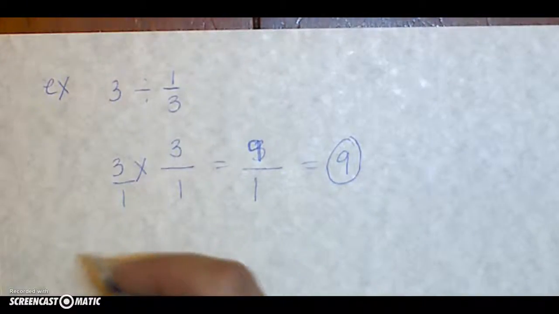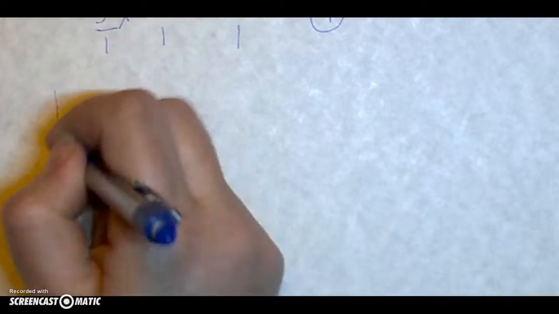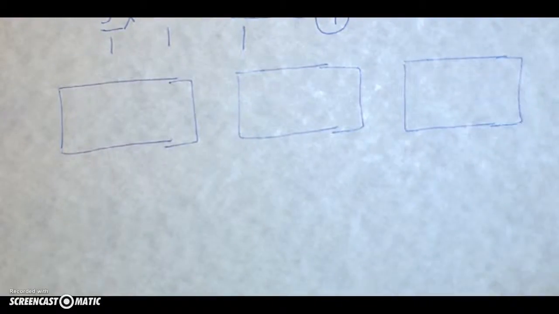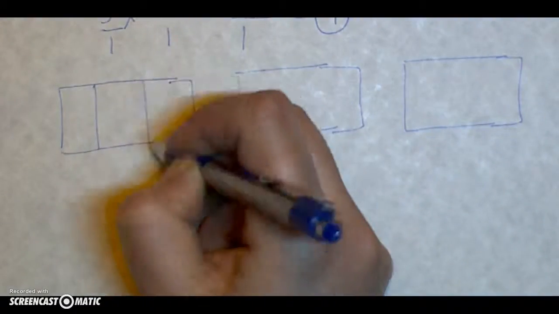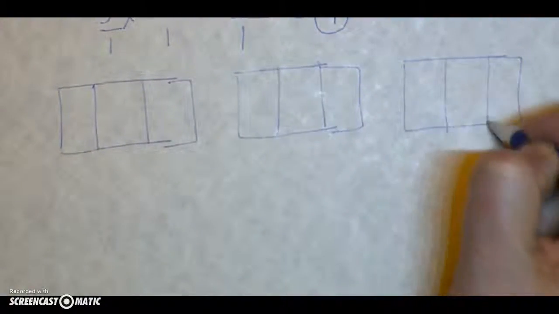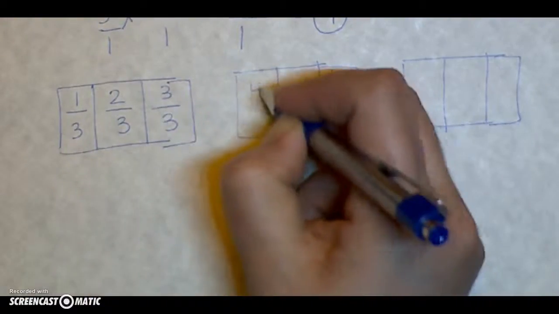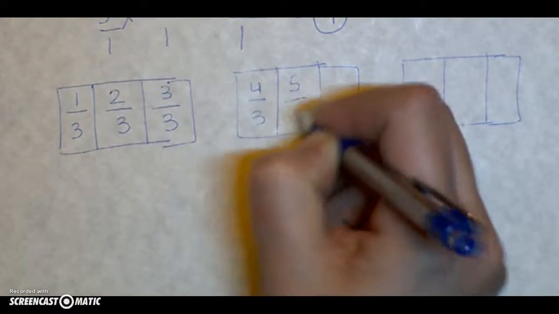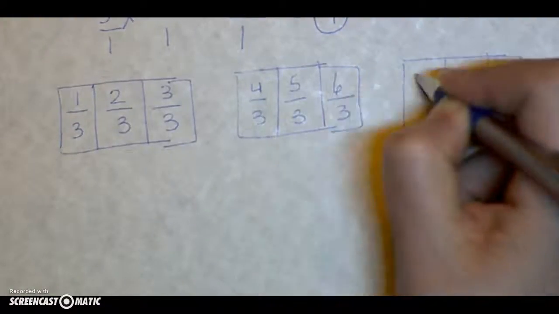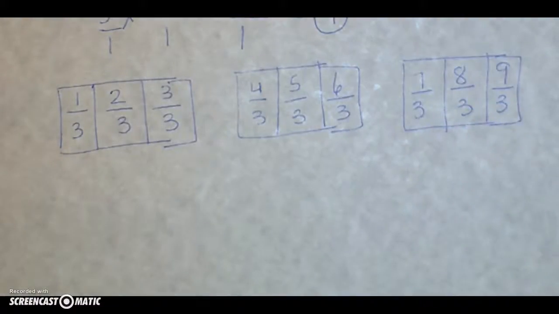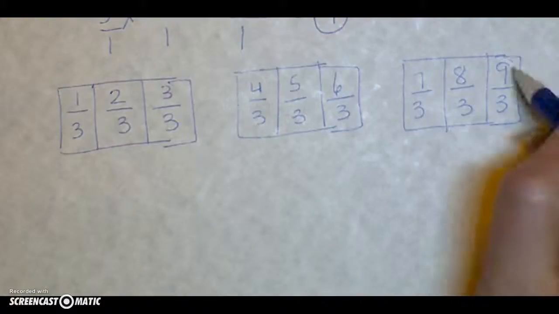If I was going to show a model of that same thing, I could draw 3 rectangles, divide those rectangles into thirds, and then I would just count them off. This is 1/3, 2/3, 3/3, 4/3, 5/3, 6/3, 7/3, 8/3, 9/3. And you can see there's my answer and my model.